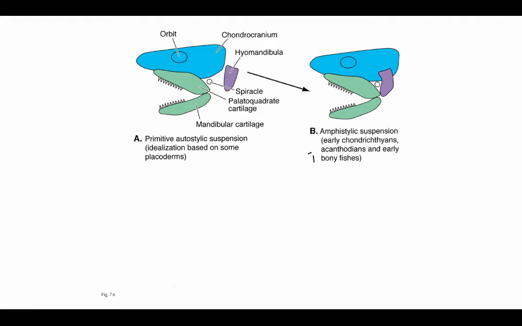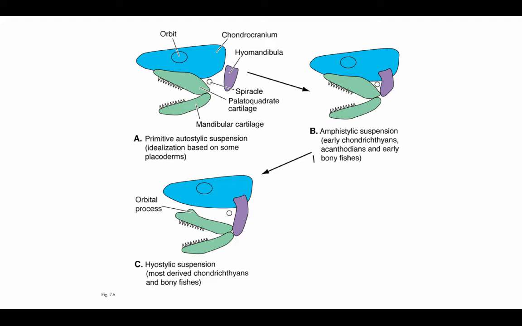This form of jaw suspension gives rise to two different, later, more derived kinds of jaw suspension. One is known as hyostylic suspension. In hyostylic suspension, the upper jaw, the palatoquadrate, has lost its connection with the base of the cranium and is supported entirely by the hyomandibula. This has a very great advantage because this hyomandibula is mobile. It will pivot around the neurocranium. So this allows fish with this kind of jaw suspension to have a form of cranial kinesis that allows the jaws to be protruded forward.